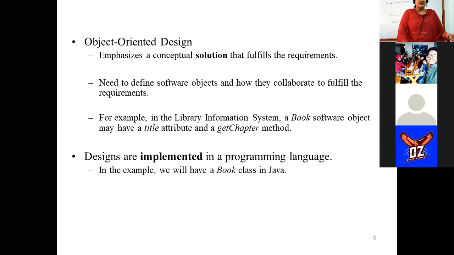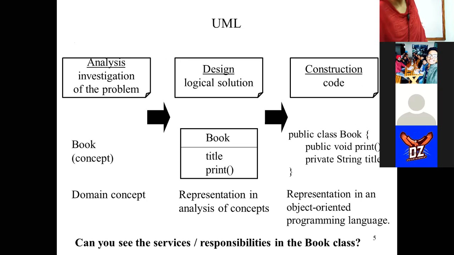We know what an object is and what a class is. We are done with C++ and we know the concept of class and the concept of object. But how will these things be implemented in a modeling language before moving towards the coding language, C++? That is the concern here. Designs are implemented in a programming language. In the example, we will have a book class in Java. This is one example of converting a modeling language design into a programming language.